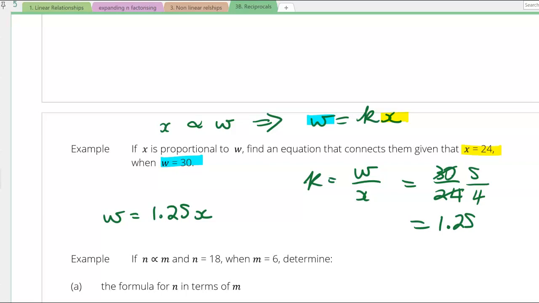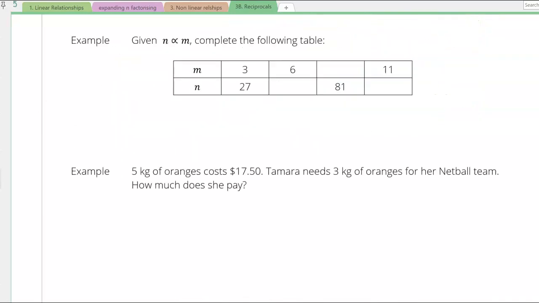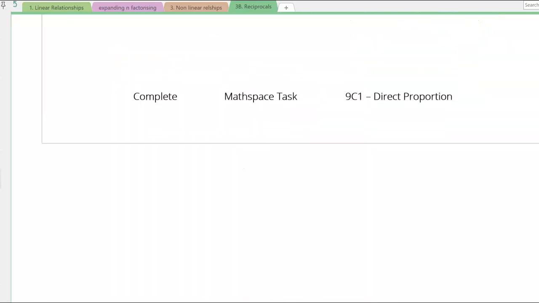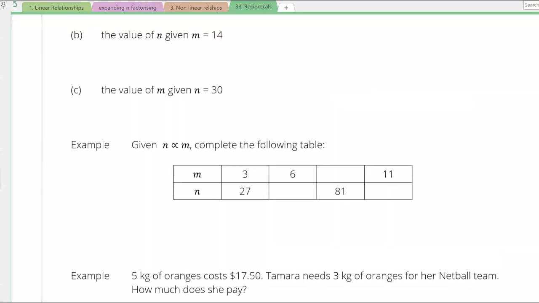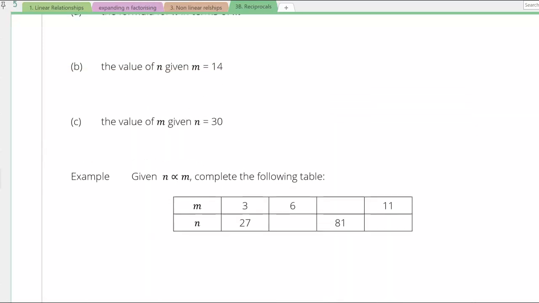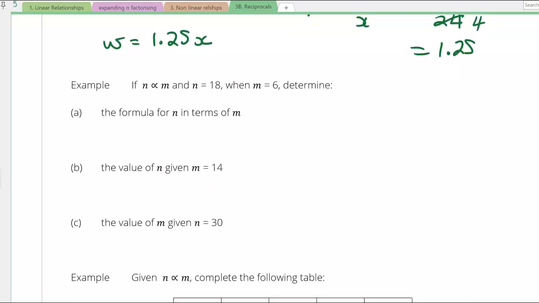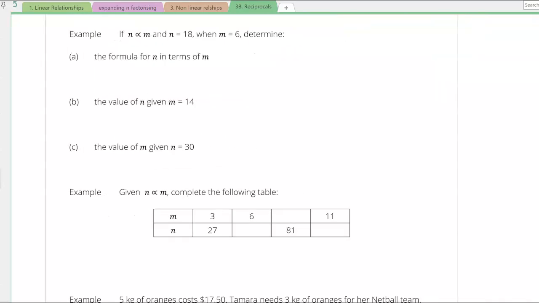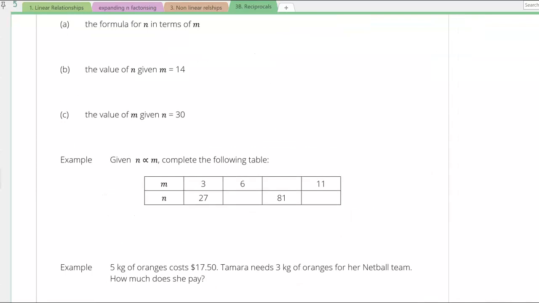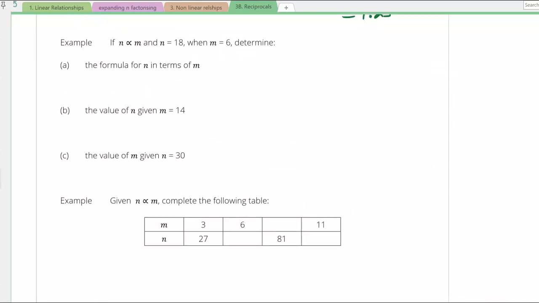All right, see if you can complete those questions. There's 3 minutes. And then your homework tonight, Maths Space, direct proportion. You haven't had homework for a while, so it'd be really good if you worked on this one tonight. 3 minutes we've got still. Complete this.